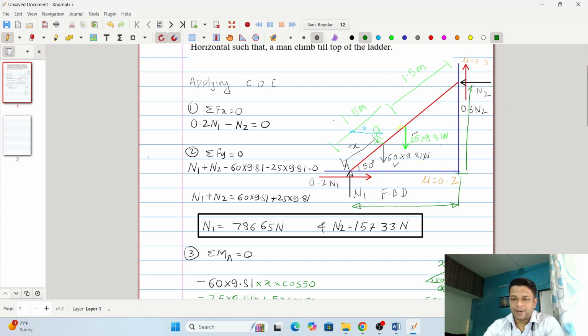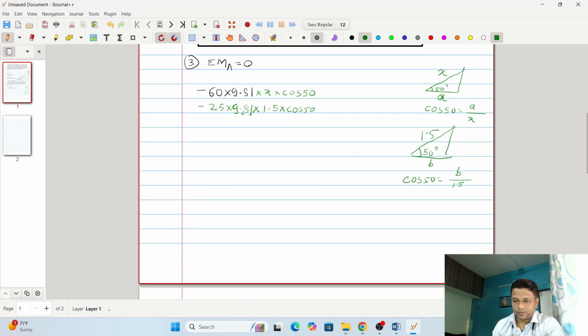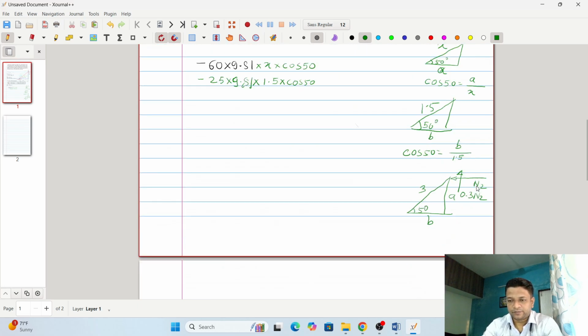So to find this distance, the hypotenuse of this triangle will be 3 meters. So we'll draw it here. This angle is 50, this side is 3 meters. This is side A and this is side B. Here we have this force N2 and this is the upward force 0.3 N2. Just check it is 0.3 N2, right?